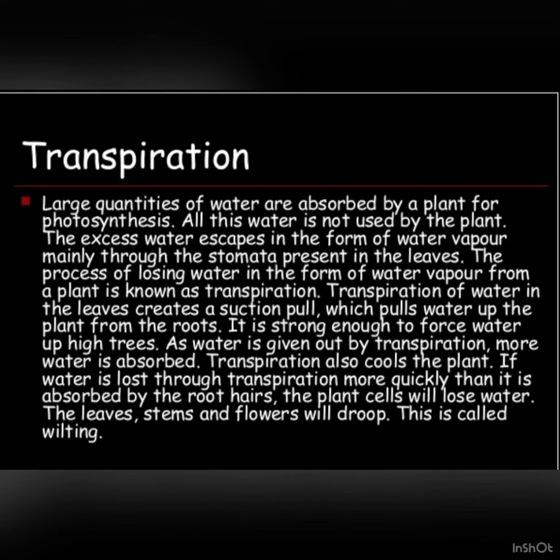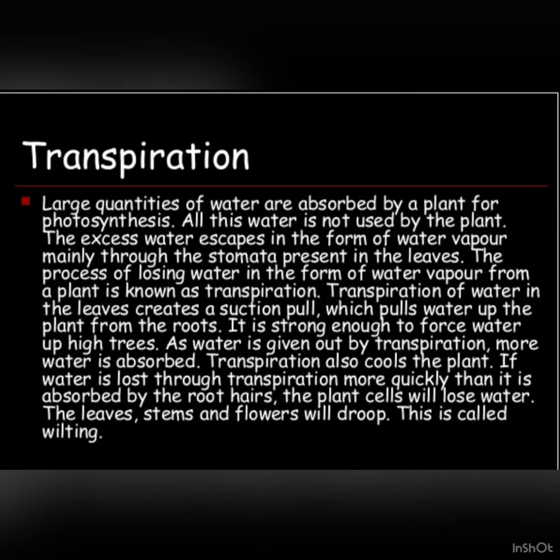Now, transpiration. Large quantities of water are absorbed by the plant for the process of photosynthesis. All this water is not used. The excess water escapes in the form of vapors through stomata present on the underside of the leaves. The process of losing water in the form of vapors is known as transpiration.